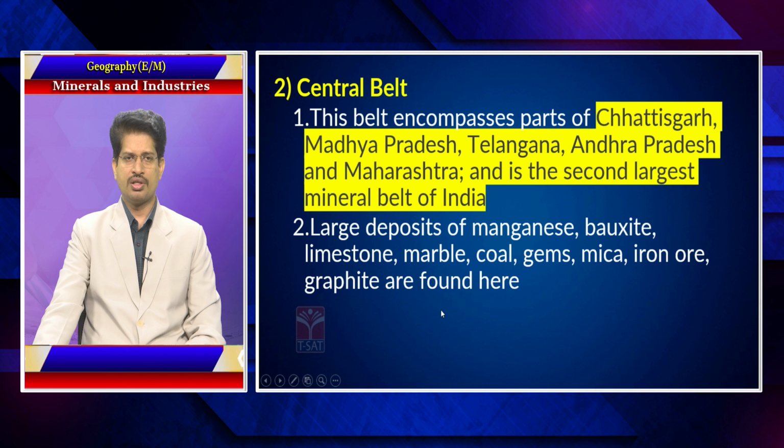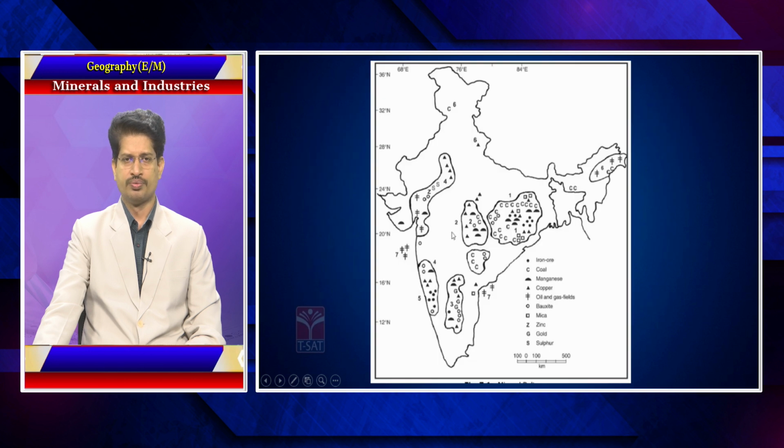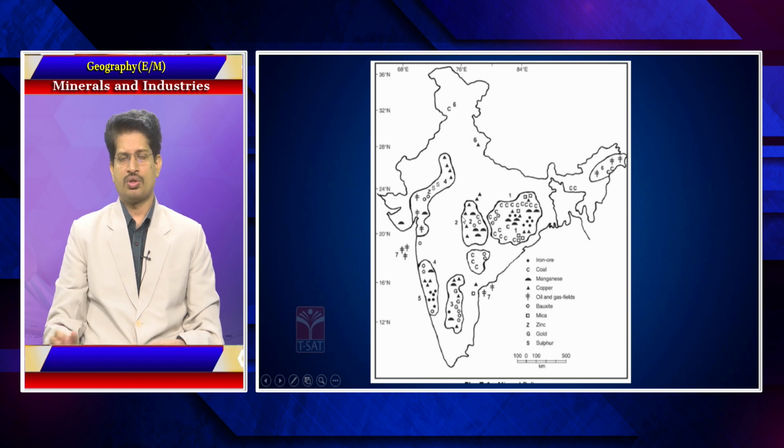This is the region we are talking about, the central belt, and these are the different kinds of minerals. When a question is asked in prelims, you must be able to know what the central belt is, what the northeastern belt is, and what kinds of minerals are found in different states. If it is a question in mains, you must be able to depict a rough sketch of the map as shown.